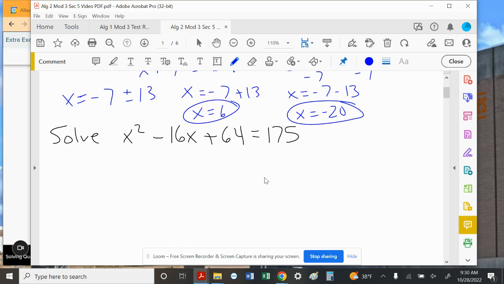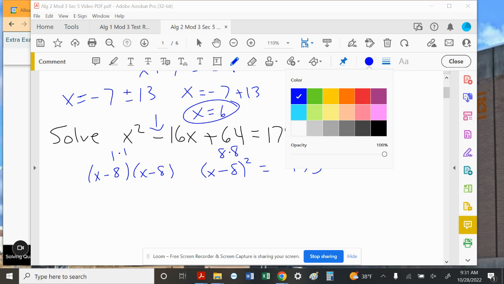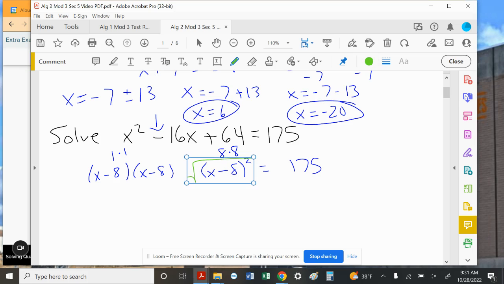So now we're going to look at one where it doesn't come out so nicely, but we can see that that is 1 times 1 and 8 times 8. Of course, 8 times 1 plus 8 times 1 is 16, but notice this is a negative sign. So that is really x minus 8 times x minus 8, which is really x minus 8 quantity squared equals 175. My next step then is to take the square root of both sides.